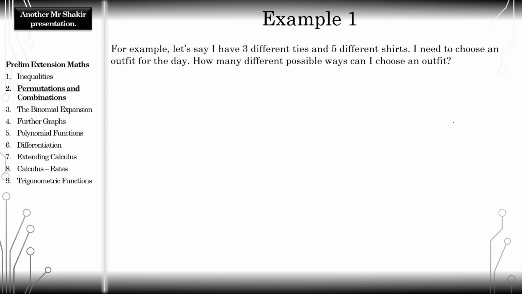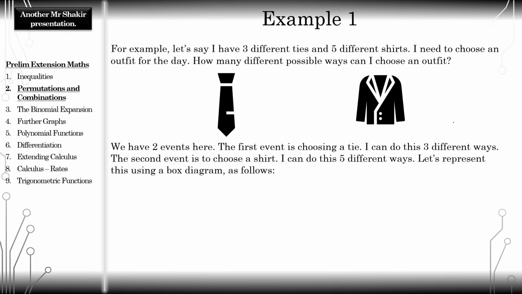Let's say you have 3 different ties and 5 different shirts. If you choose an outfit for the day, how many different outfits can you make with 3 different ties and 5 different shirts? How many different outfits are possible? Our first choice is going to be a tie, and our second choice is going to be shirts. So using the multiplication principle, we'd say 3 times 5. You have 2 events here. First, choosing a tie. We can do this 3 different ways. Second event is choosing a shirt. You can do this 5 different ways.